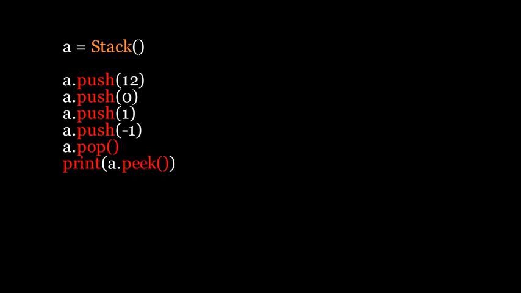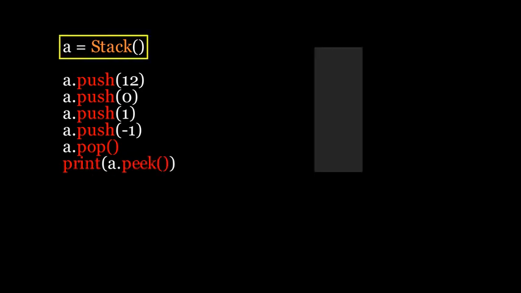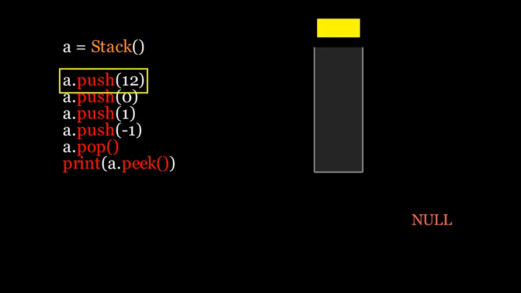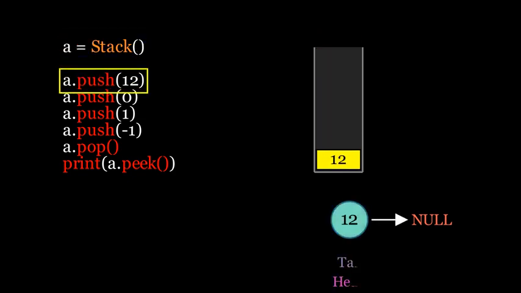Now, we will first initialize an object of the stack class we defined earlier. The stack you see on the right is the abstract representation, while the linked list below, initially set to null, is the actual implementation. Pushing onto the stack corresponds to inserting elements at the head of the list, which is a constant time operation.